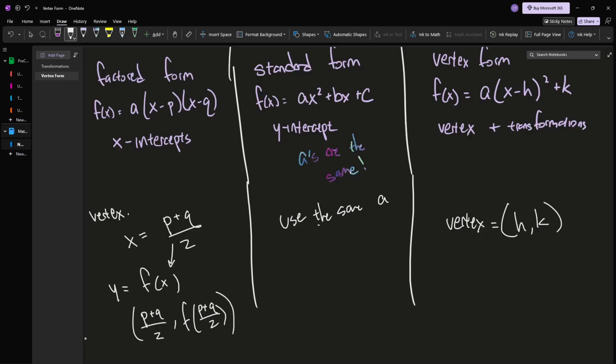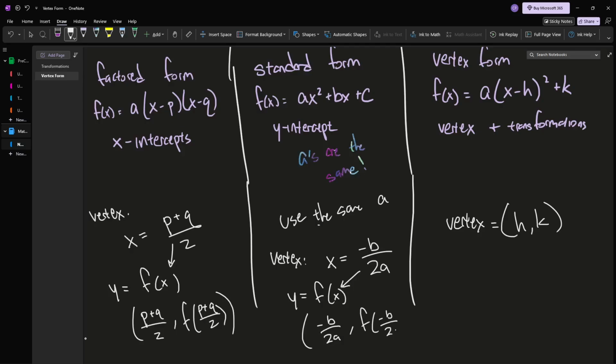And the same logic applies for standard form. To find the vertex, we want to first find the x value. And this formula, I'll just give it to you, and we'll explain it more in the future. x is equal to negative b over 2a. So you find your x value using this, and you find your y value by plugging that into the function. So your vertex is (negative b over 2a, f of negative b over 2a).